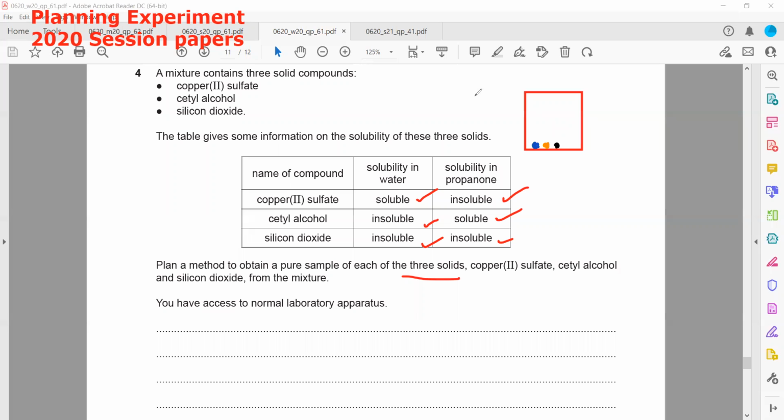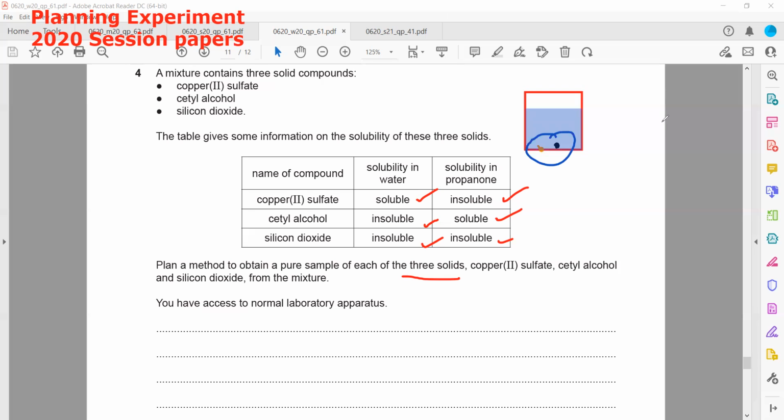But when we add water, copper sulfate will dissolve in the solution. We'll have aqueous copper sulfate, and cetyl alcohol and silicon dioxide will be insoluble. So to remove these 2 substances, we will filter. We will use filtration.